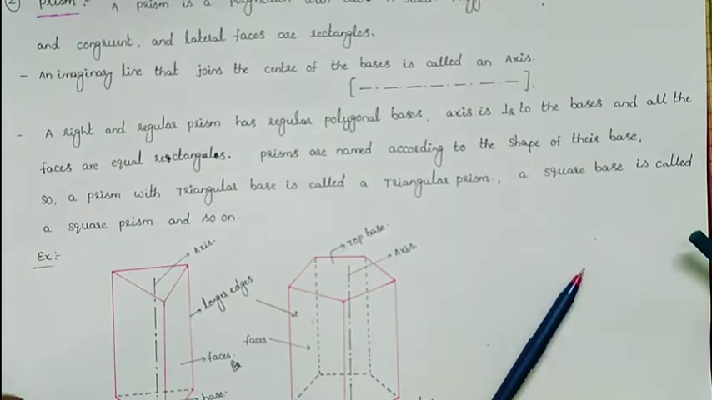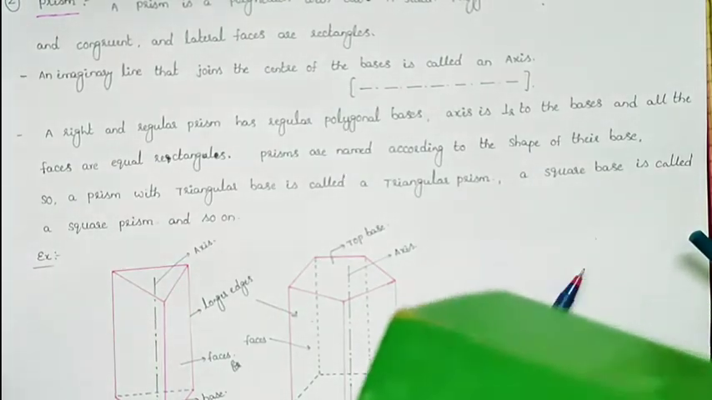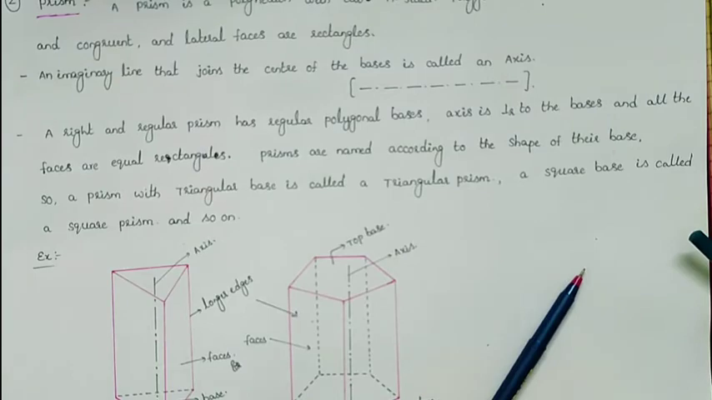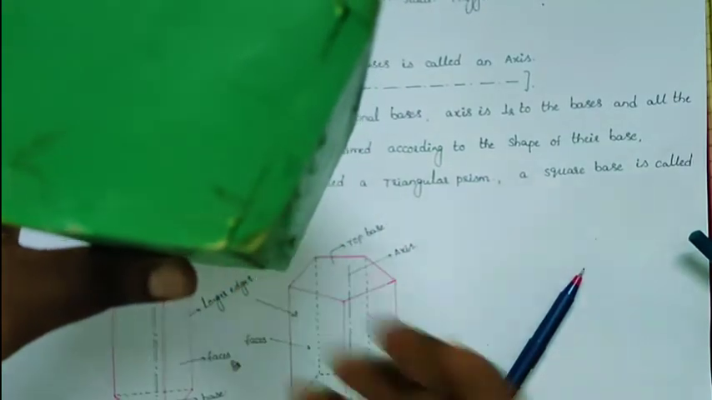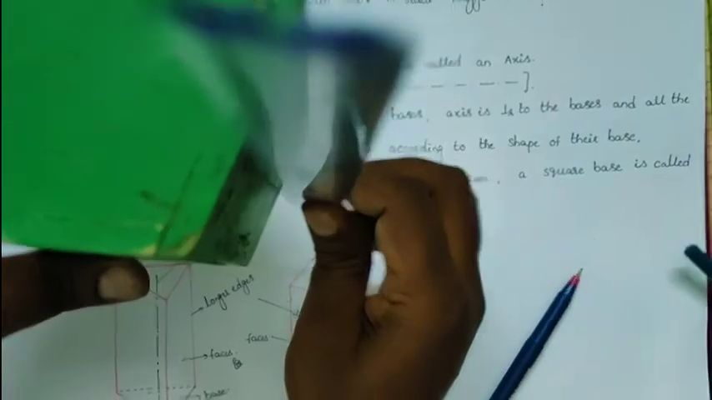Coming to a right or regular prism, it has equal regular polygonal bases. So this one is a right regular prism, because it has regular polygonal bases, that means the sides look like a regular polygon. In the case of regular prisms, the axis is always perpendicular to its base. So this axis line is always perpendicular to the base.